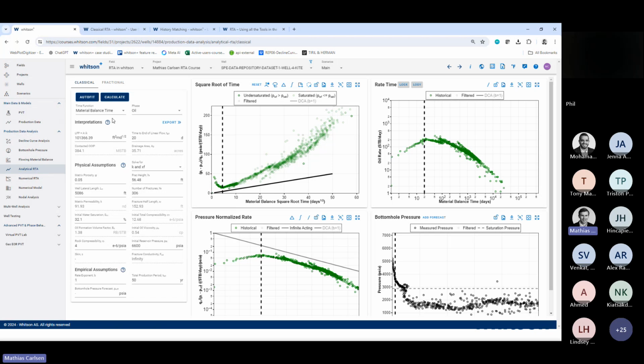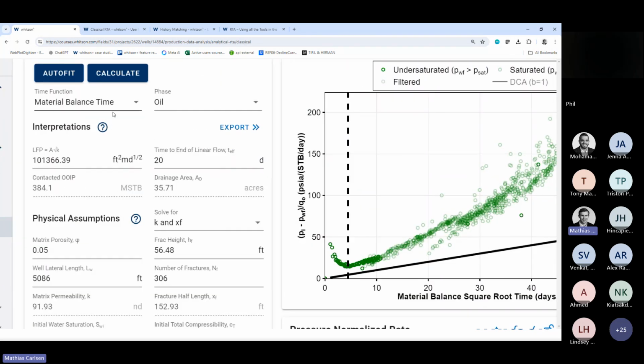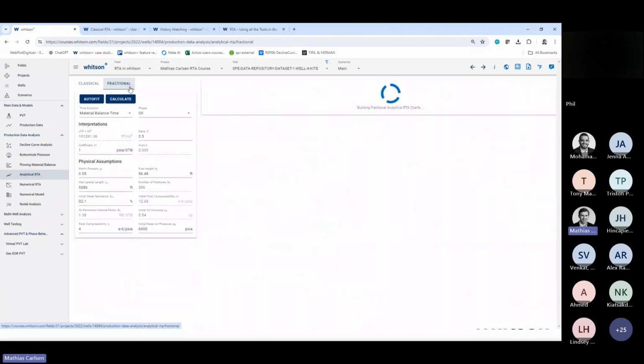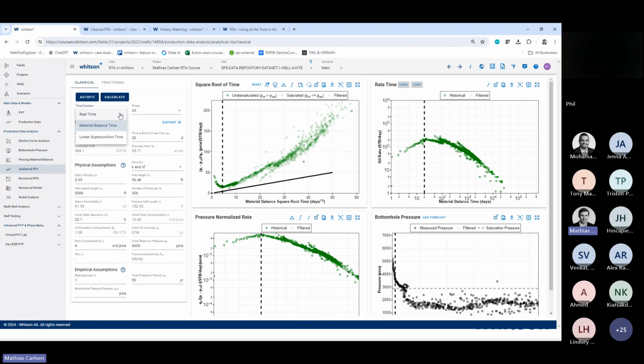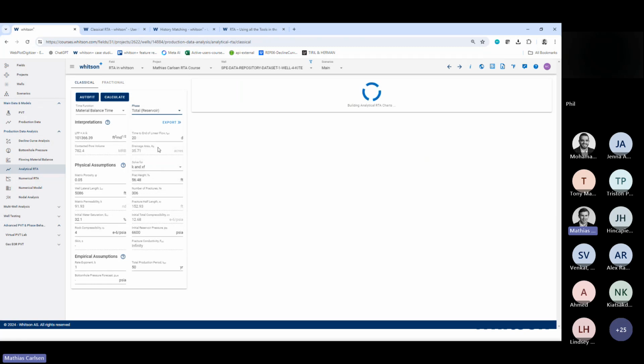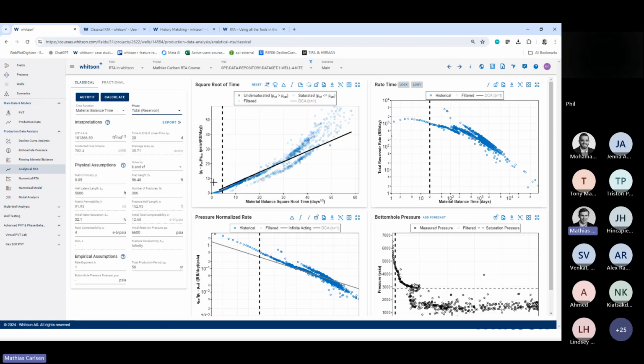Now we see again the default time function is material balance time. Phase is oil. It picks the primary phase automatically for us. Now we'll also look at a little bit of the fractional RTA as well. On a similar note, the thing that's a little bit interesting here is that for a multi-phase system, we can plot oil, gas, water, total hydrocarbon reservoir rates, total liquid rates, or total reservoir rates. And if you change any of these plots, you'll see that your plots are updating accordingly.